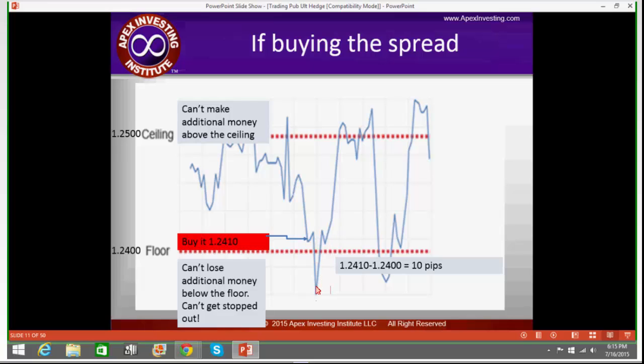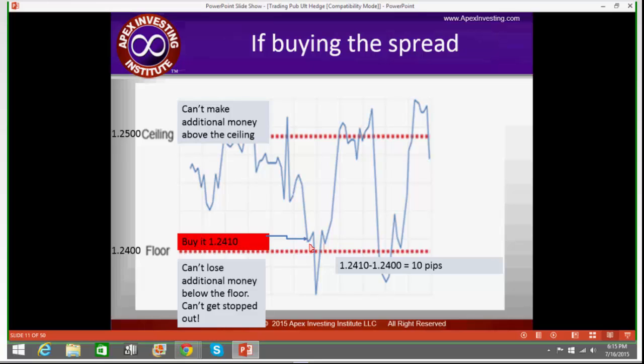Boom, the market goes down. All right, what's our max risk? Well, we bought at 24.10, the floor is 2,400, so we bought 10 pips away from the floor. So our max risk is $10. And you do not get stopped out.